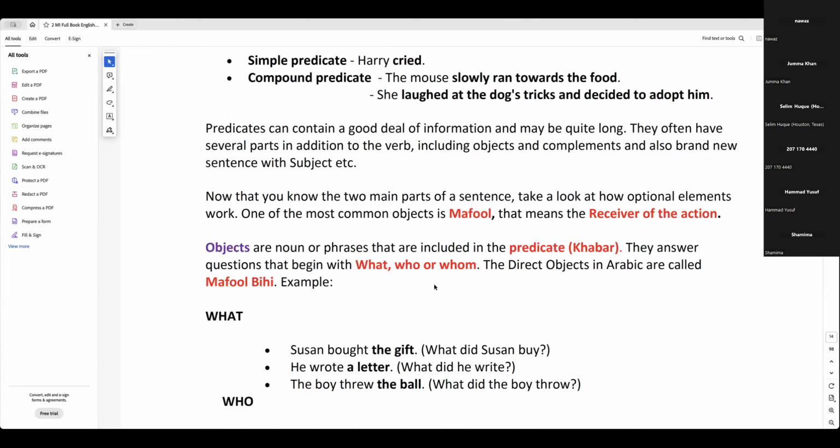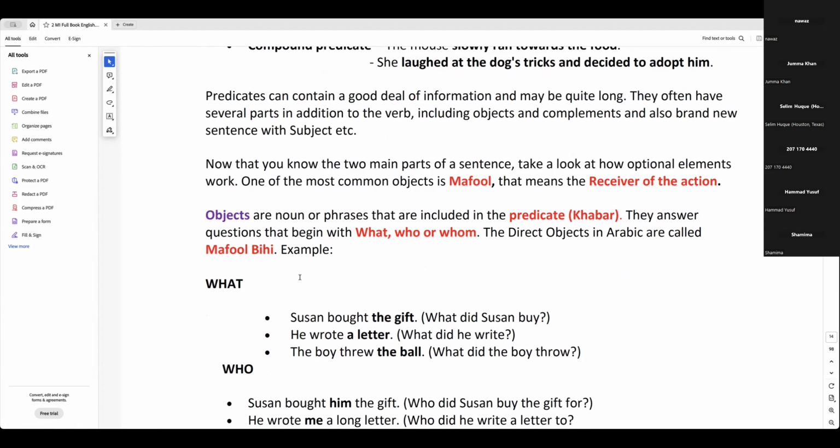Yeah, I'll just finish this, inshallah. Finish this part first. The maf'ul, the object, is a noun or phrase that is khabar. It answers the questions what, whom, or who. The direct object in Arabic is called maf'ul bihi.